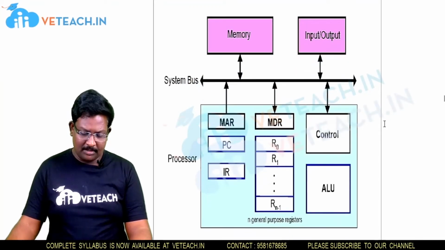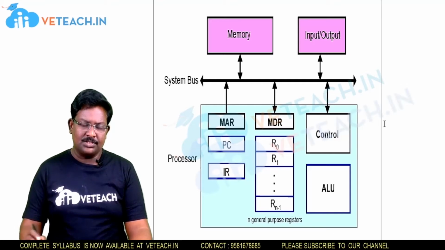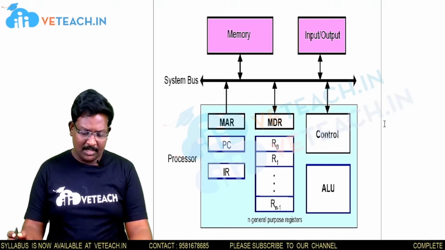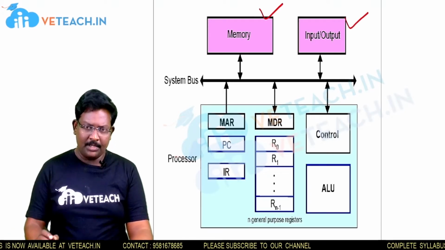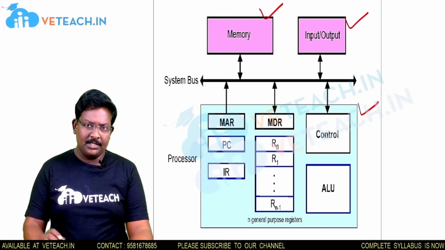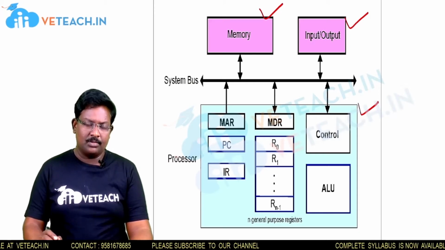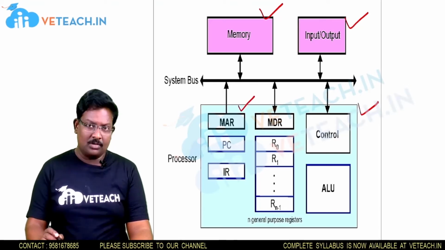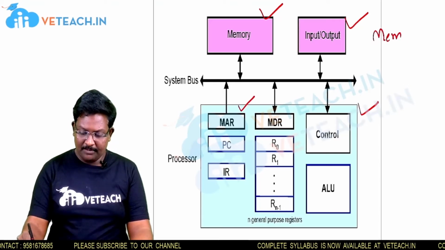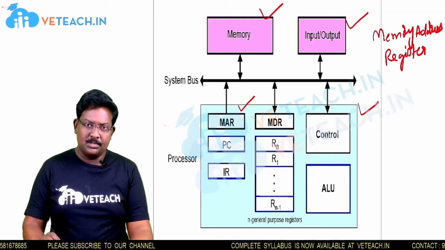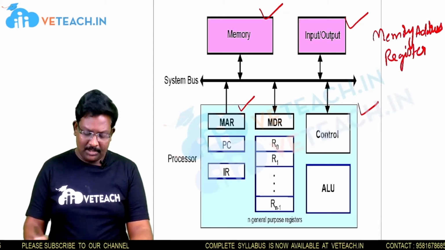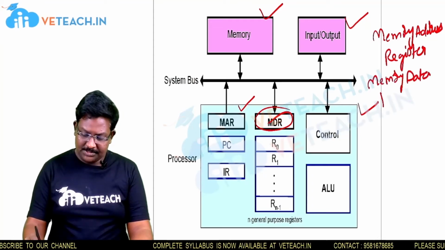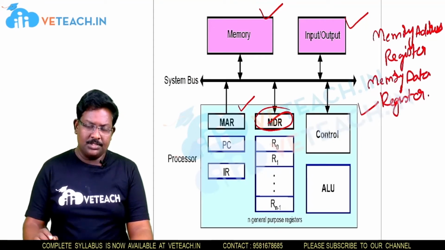See here, the diagram shows how the functional units of the computer are connected internally. We have the memory unit, the input output unit, and the processor. In the processor we also have some processor registers. The registers represented in this diagram are MAR, called the memory address register, and MDR, called the memory data register. We will see the function of each register here.